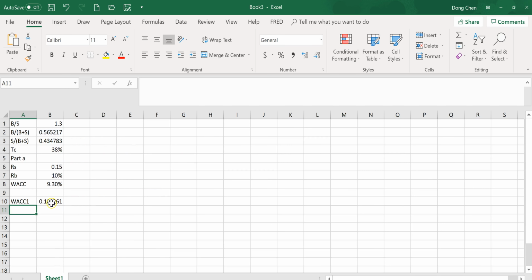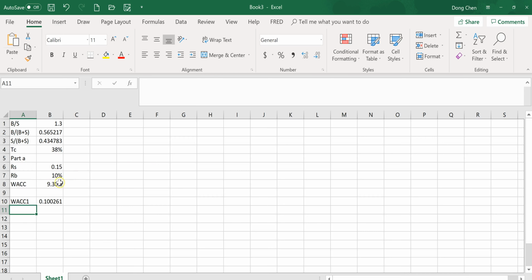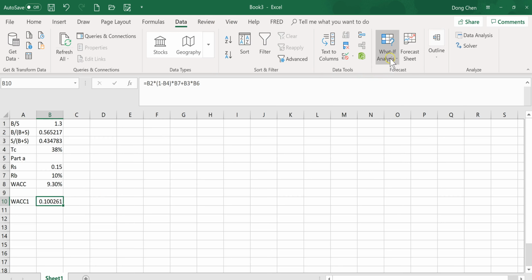So obviously this number may not match the correct WACC, which is provided by the setup, right? Because I simply assumed the RB to be 10%, and most likely it's not the correct answer. But what I want to show you is a tool in Excel, which is under the Data tab, under What-If Analysis, Goal Seek.